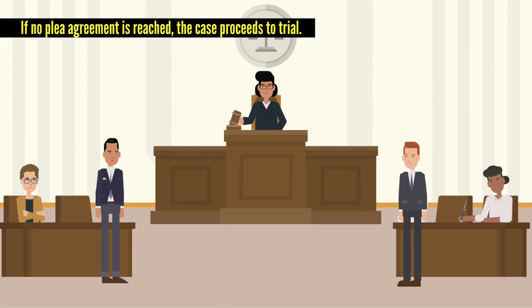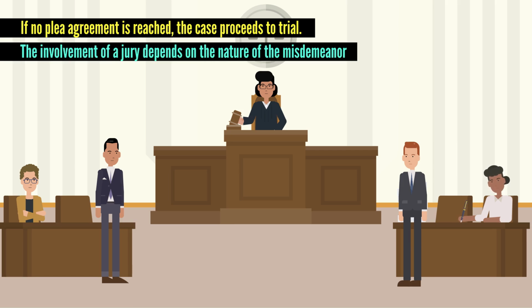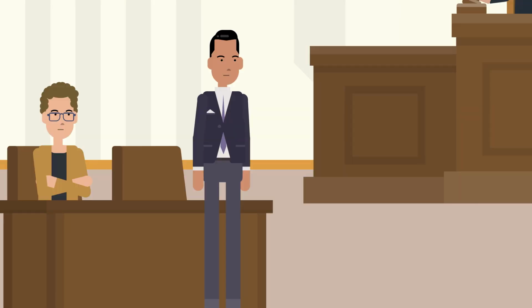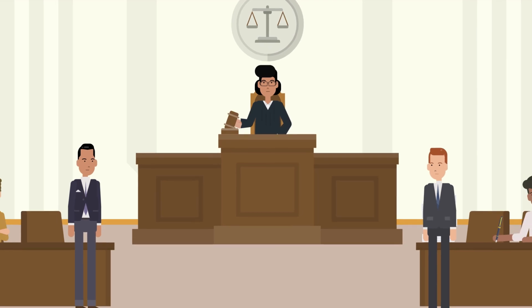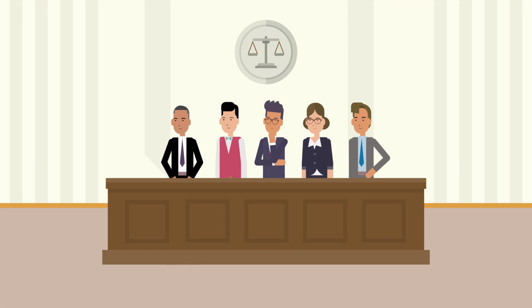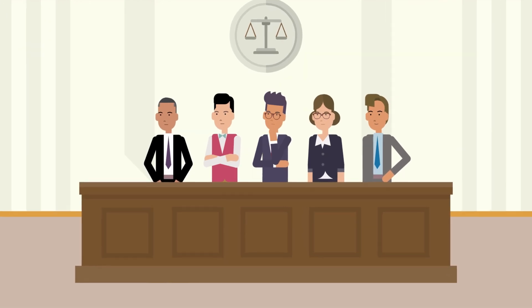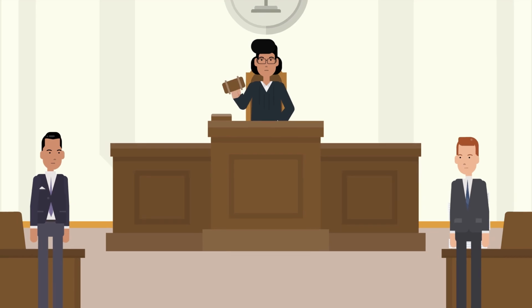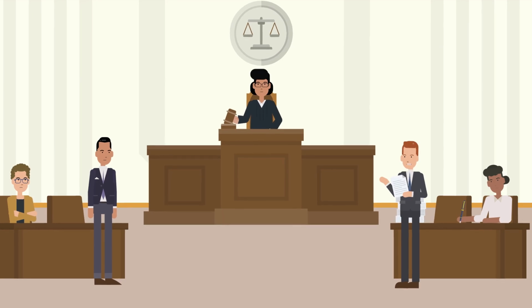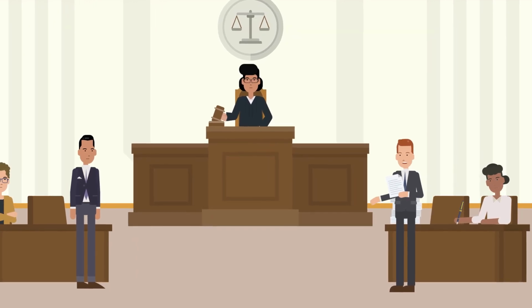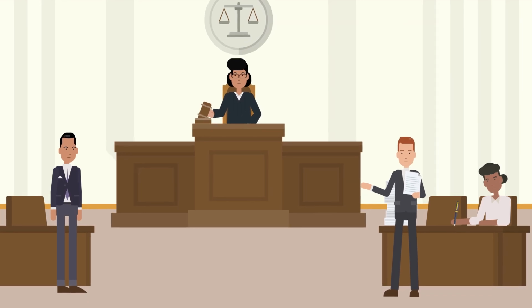Trial or jury trial. If no plea agreement is reached, the case proceeds to trial. In Arizona, the involvement of a jury depends on the nature of the misdemeanor. All parties involved, including prosecution and defense witnesses, are subpoenaed in advance to testify. Throughout the trial, victims have the right to be present. Once a jury is selected and sworn in, both the prosecution and defense provide opening statements to explain their perspectives on the case. The deputy county attorney, or city prosecutor, representing the state, then presents the case against the defendant.